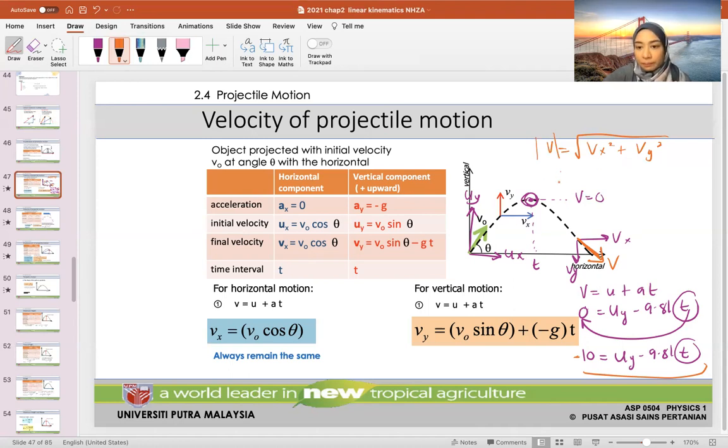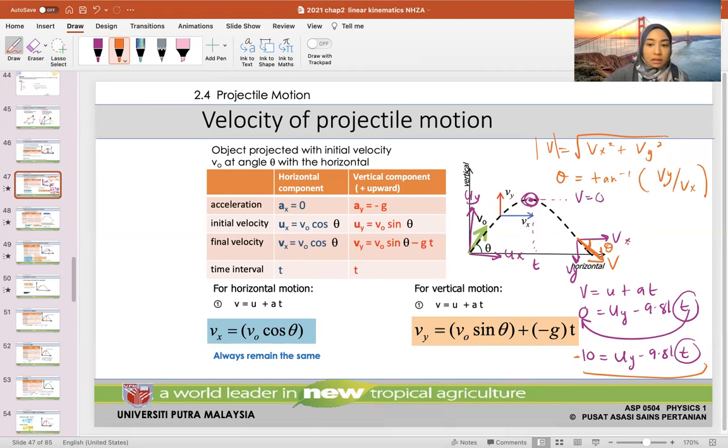To find the direction, the equation that you should use is the inverse tangent of Vy over Vx. And remember, if you get a negative angle, that angle will be below the x-axis. Then in this case, you should get a negative angle because your V is below the x-axis. So this is the theta that they are referring to.